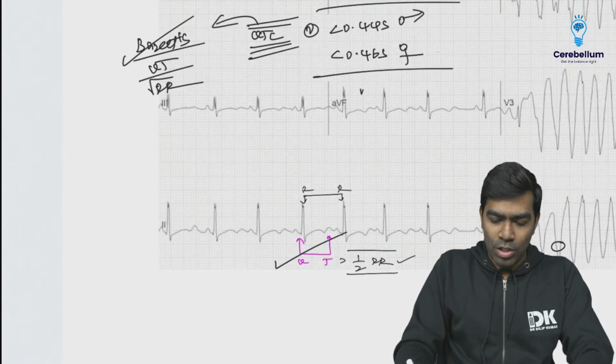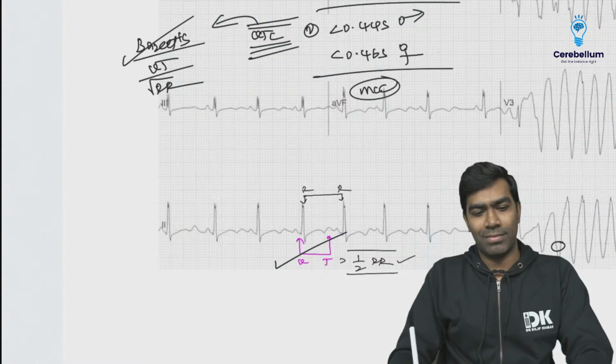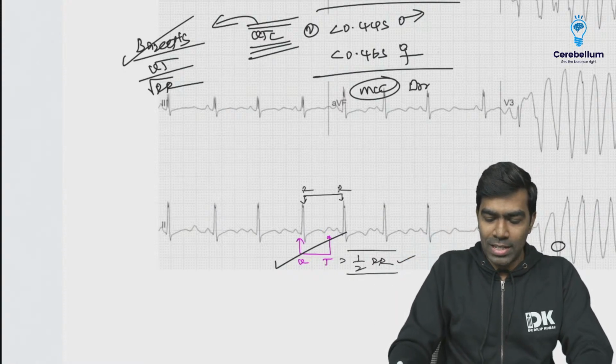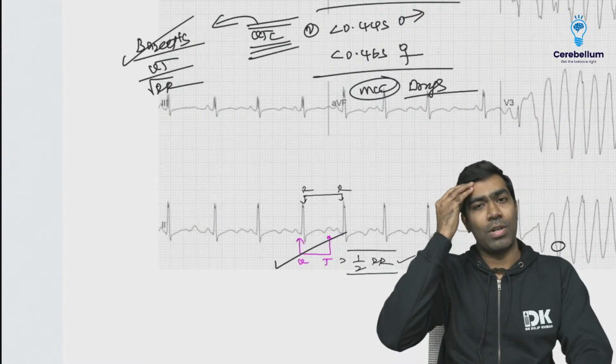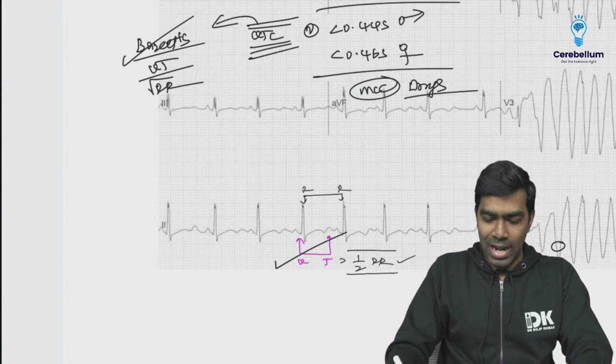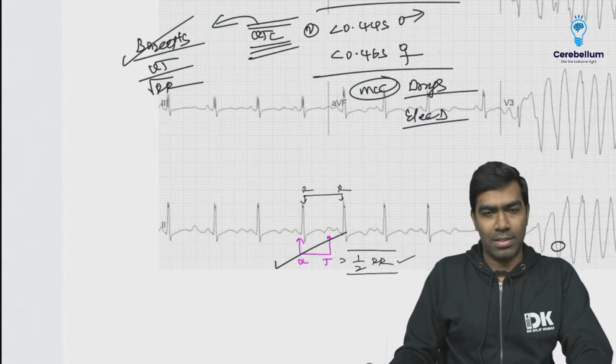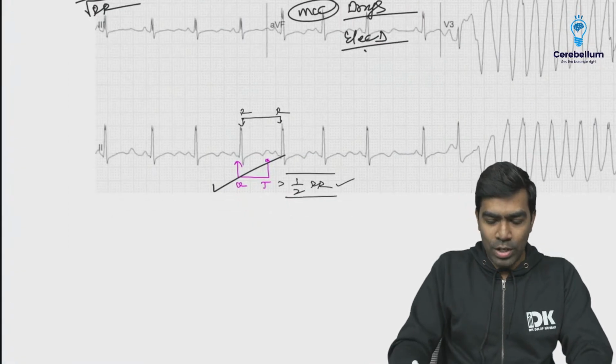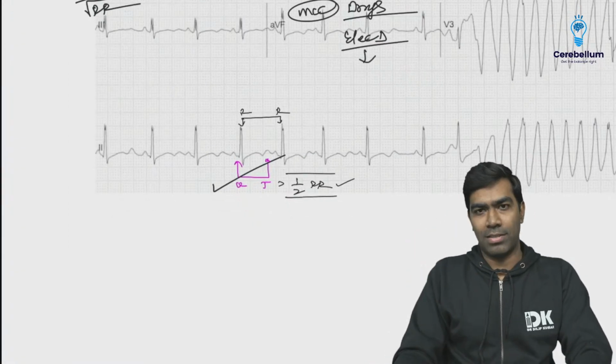So what is the most common cause of long QT right now in the world? The most common cause of long QT is drugs. And the second most common cause is electrolyte imbalances. So in the exam, most of the time they are going to target the electrolyte imbalances.